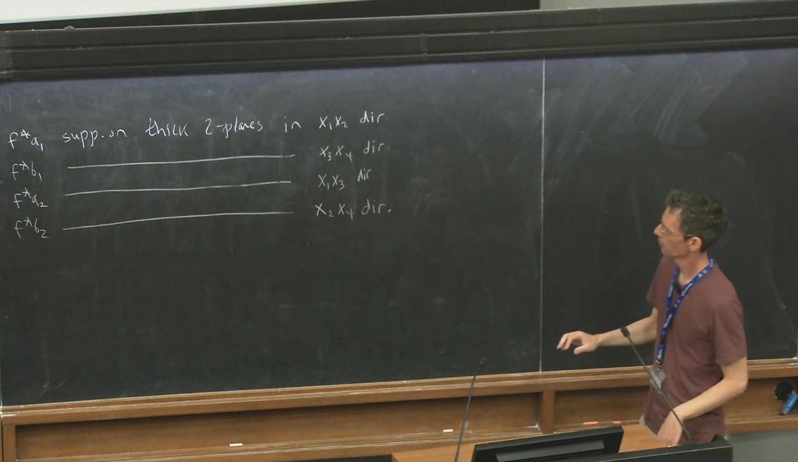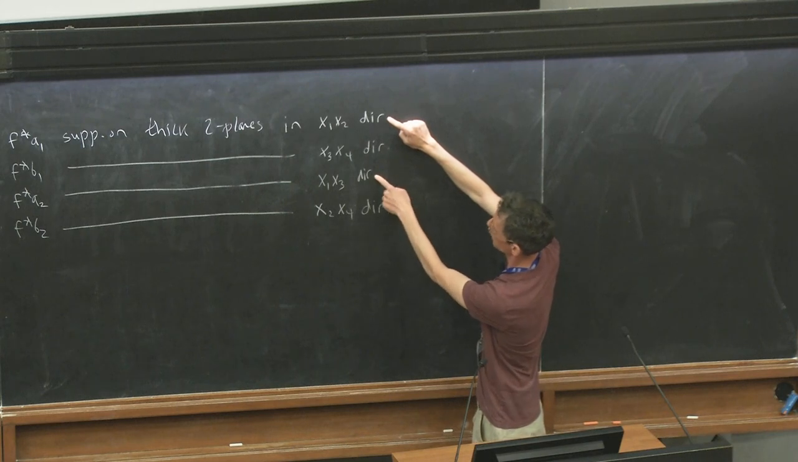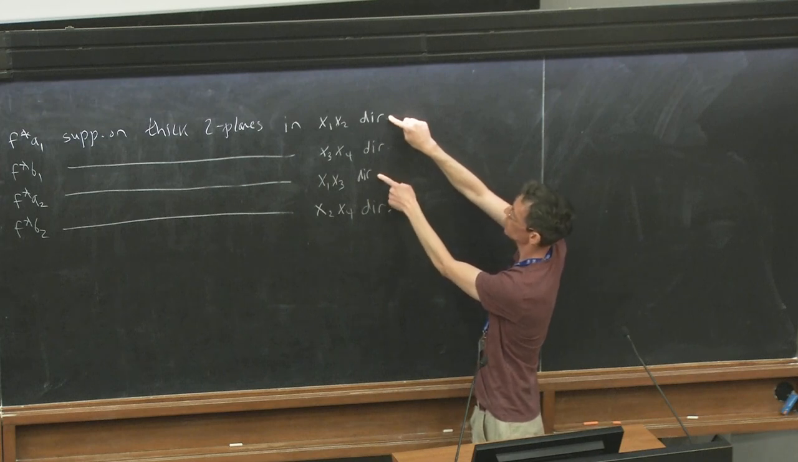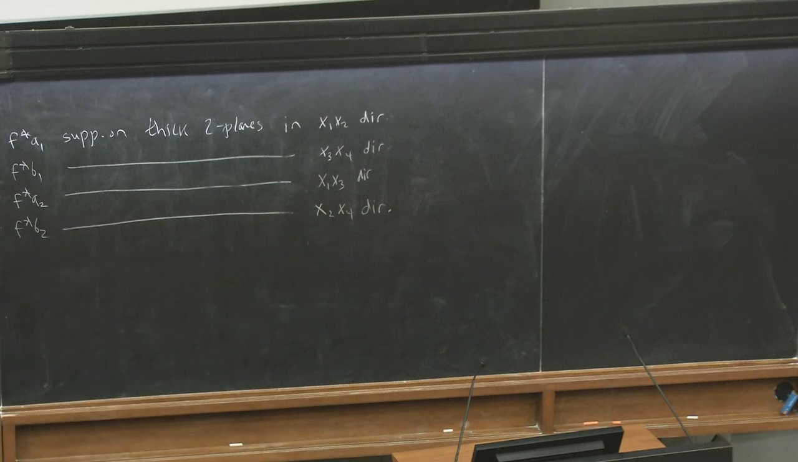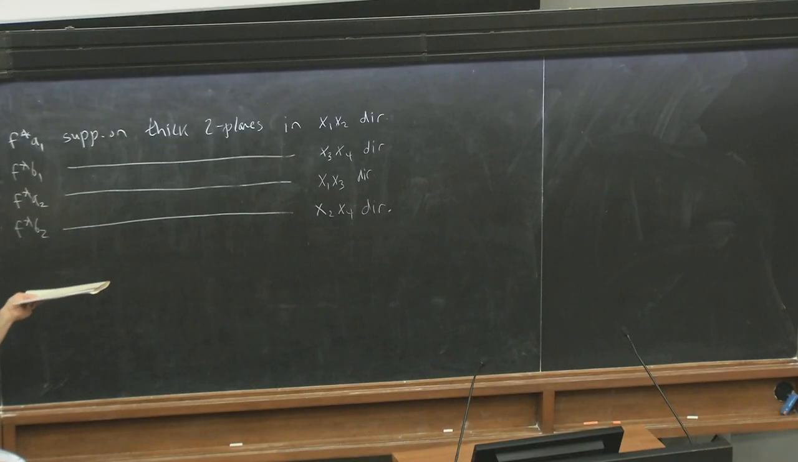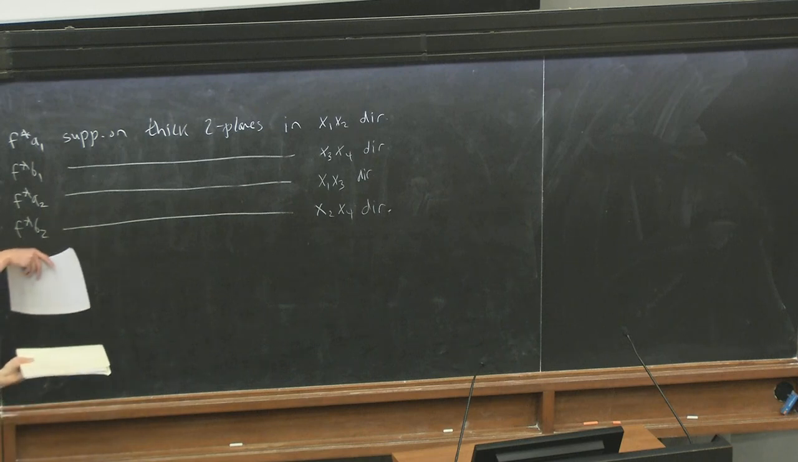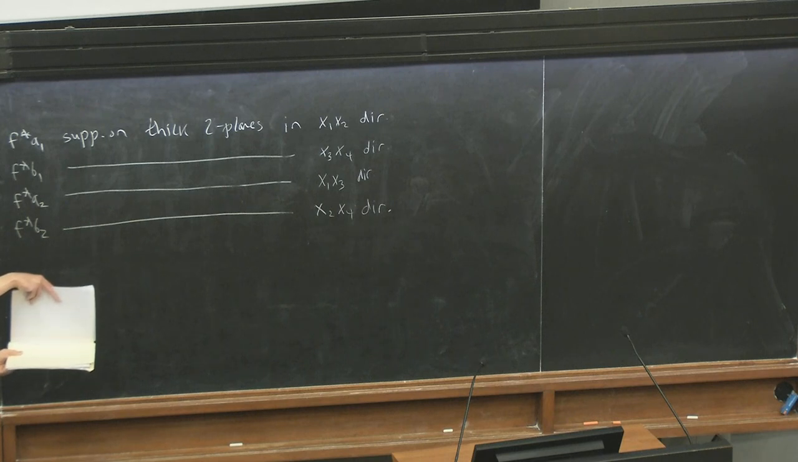Okay. So what do I want to know? I want to know that this two plane doesn't intersect either one of those. So let me explain why this two plane doesn't intersect that two plane. So I brought some two planes with me. Okay, so one of them is going in the x1, x2 direction. So that's this two plane. And one of them is going in the x1, x3 direction. That's that two plane. Should have brought a stiffer one. And they appear to be intersecting along a line.